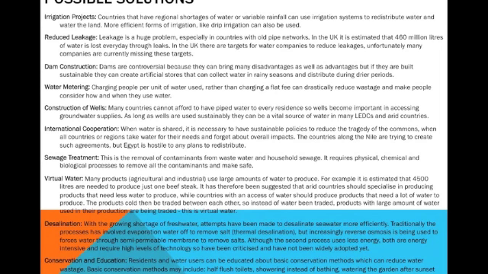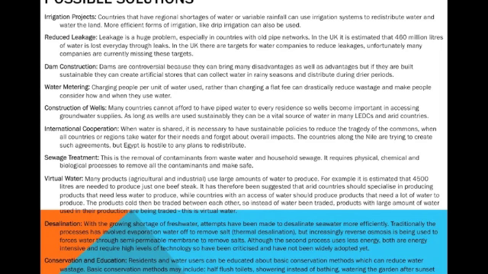Reduced leakage. Leakage is a huge problem, especially in countries with old pipe networks. In the UK, it is estimated that 460 million liters of water are lost every day through leaks. In the UK, there are targets for water companies to reduce leakages. Unfortunately, many companies are currently missing these targets.